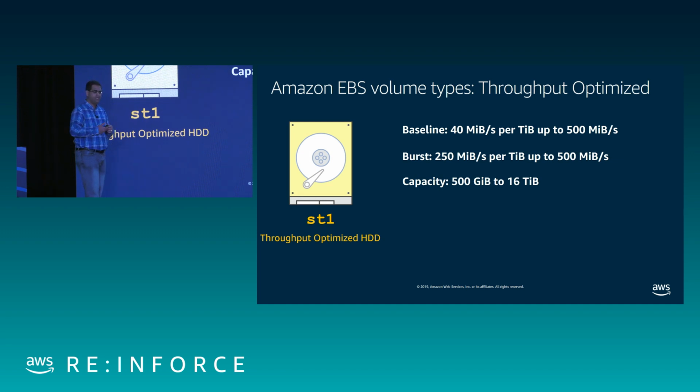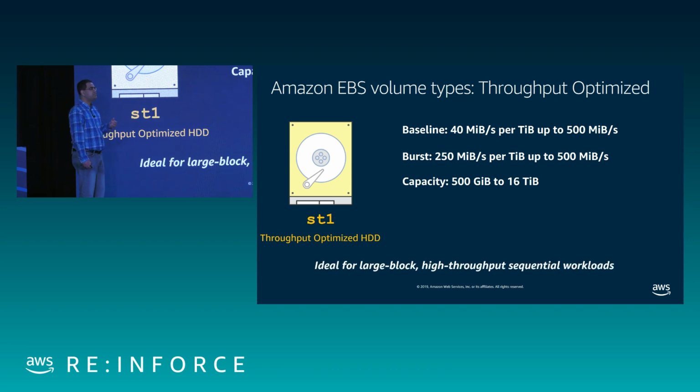Switching gears to the HDD types, ST1 is our throughput optimized. So you get up to 500 megabytes per second in terms of your baseline, and a burst as well of 500 megabytes per second, with your capacity ranging between 500 GB as the minimum entry point, all the way up to 16 terabytes. It's really designed for workloads that are large block, high throughput, sequential workloads. That's where HDD workloads shine, and that's where ST1 is focused.